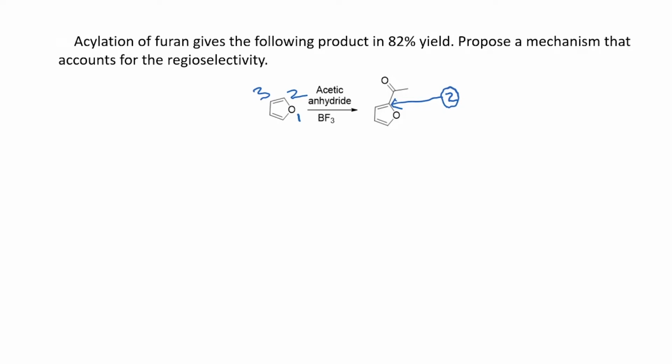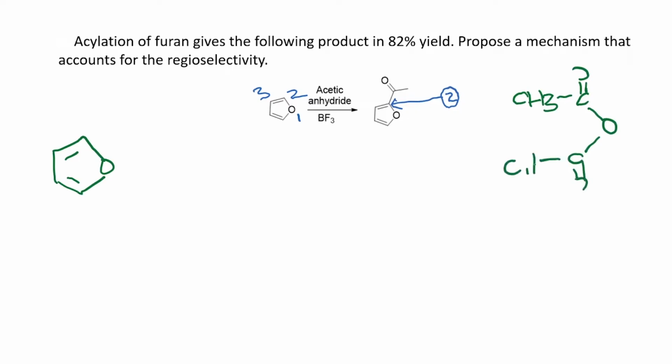So in order to understand this, let us first draw out furan and react this with the electrophile. So acetic anhydride, as all of you know, is basically CH3 C double bond O, O, C double bond O, CH3. Okay, so this is a compound that is a precursor to the acylium ion. So your lone pair over here can react with the Lewis acid, and then it can come apart to give you the acylium carbocation.